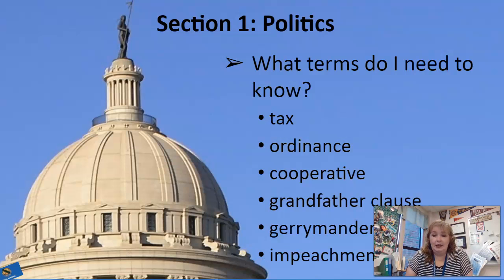And lastly, we have impeachment. And impeachment, we know, is to have a trial basically against a political official, an elected political official, in the effort to remove them from office. Just because you're impeached does not mean you're removed from office. In a federal situation, you can be impeached by the House of Representatives, and then it goes to the Senate for a vote.